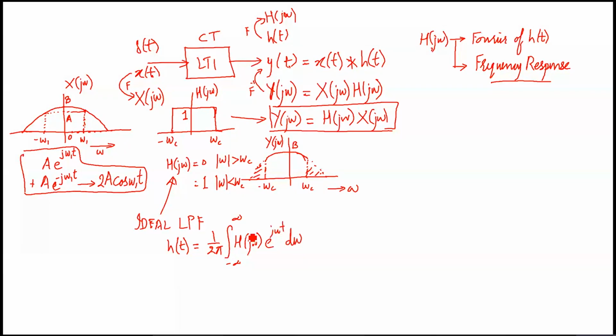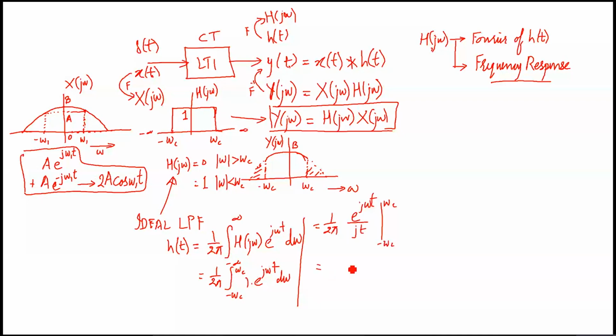And if we just see this H(j omega), its value is 0 all the way from minus infinity to minus omega c, and again 0 from omega c all the way to infinity. It has value equal to 1 just in between minus omega c to omega c. So this value is 1, e raised to the power of j omega t d omega, and we can just plug in the value and do the integral. This would be e to the j omega t, integration will give you the same thing divided by jt. We are integrating with respect to omega from minus omega c to omega c.